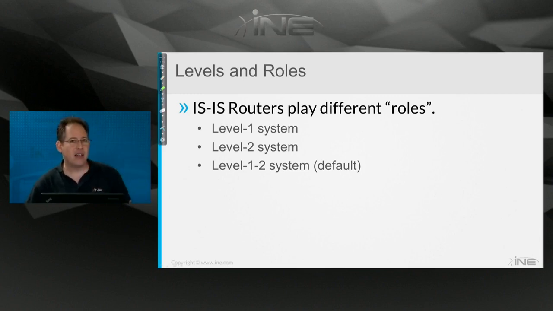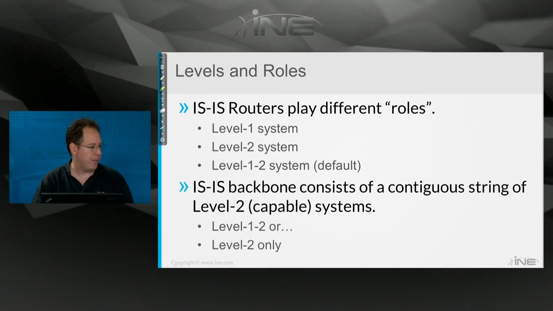Well, in the case of ISIS, instead of having 3 different levels, we've only got 2. Level 1 systems and level 2 systems. And then a system could actually be doing both at the same time, which is called a level 1-2 system. And that's actually the Cisco default when you configure ISIS. And we'll go into the details of this in gory detail in just a minute. So let's look at some next slides here in just a second to go into that.